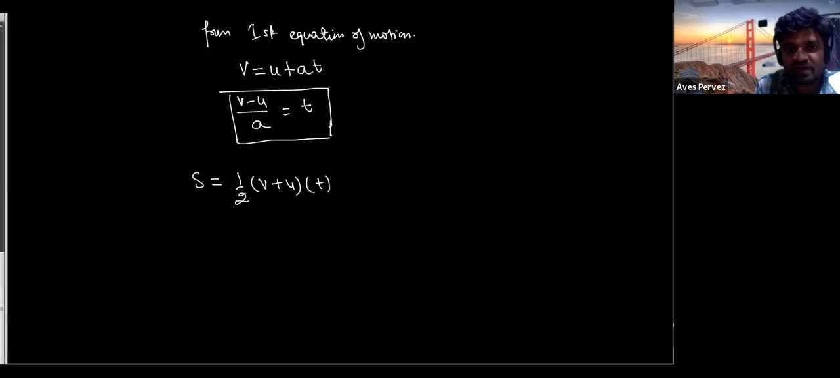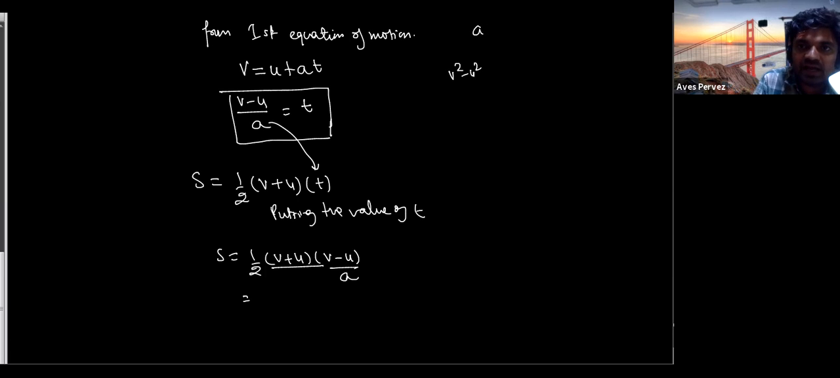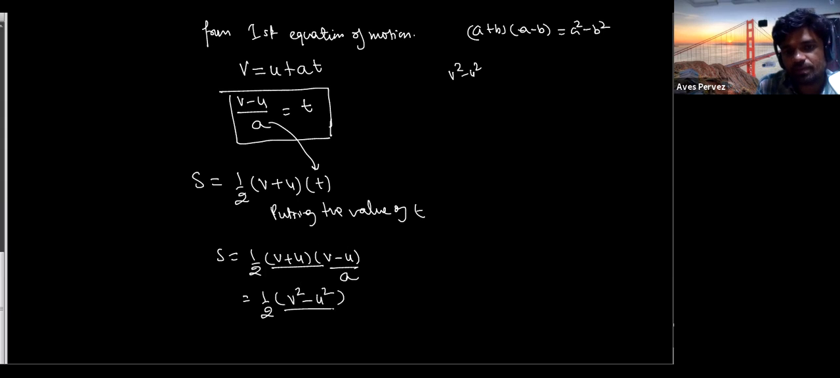Putting the value of t here, we can write s is equal to half (v plus u) (v minus u) upon a. And you are very much familiar that (v plus u) into (v minus u) is equal to v square minus u square. It is from the identity that (a plus b)(a minus b) is equal to a square minus b square. So instead of (v plus u) and (v minus u), you can write half into (v square minus u square) upon a.